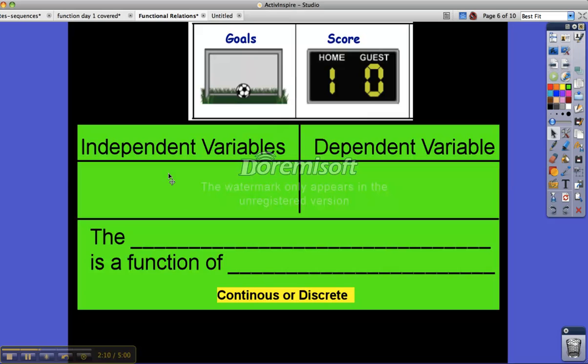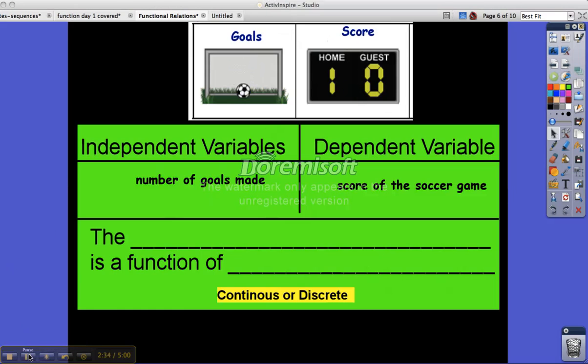I want you to pick your independent variable, your dependent variable, write your sentence, and pick, is this continuous or discrete? Is it going to keep going, including every decimal and fraction in between, or is it discrete because you can only have whole numbers? So right now, go ahead and pause it. Remember, our two things are the number of goals we've made and the score. Which one is independent, which one is dependent? Okay, so we should have had this filled out.